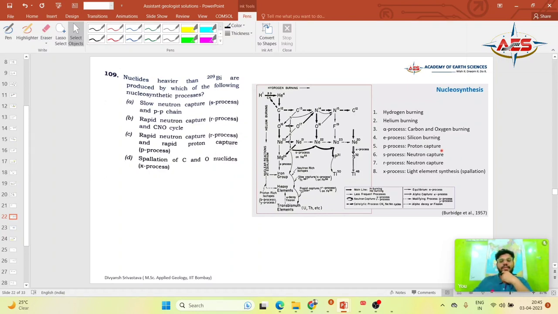109. Nuclides heavier than bismuth-209 are produced by which of the following nucleosynthetic processes? There are various processes like the S process, the alpha process, E process, P process, X process, hydrogen burning, helium burning. So which of these will produce elements that are heavier than bismuth-209? We will see this graph, look at it carefully.